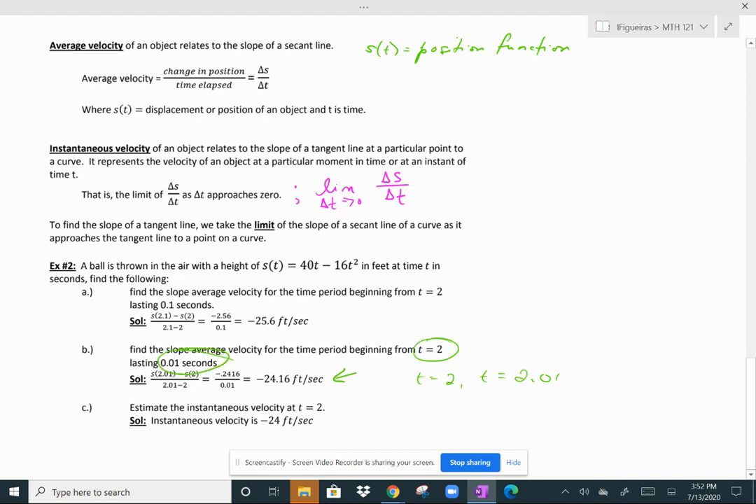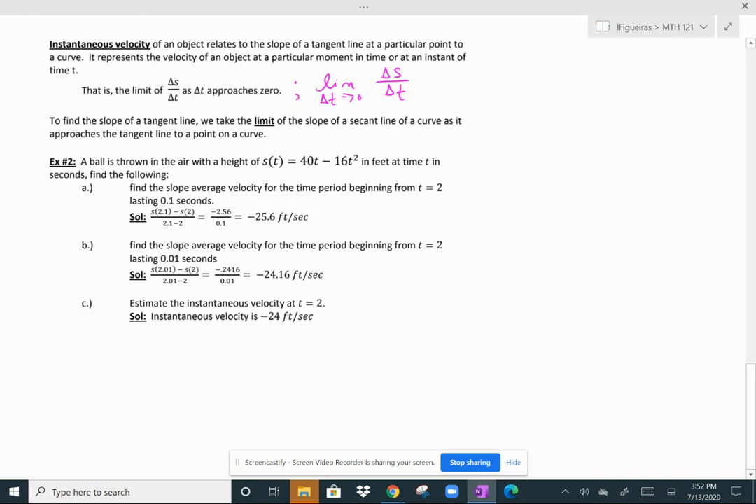So based on what we're seeing, it looks like as I get closer to 2, your elapsed time gets shorter and shorter. It looks like your instantaneous velocity is getting closer to negative 24 feet per second. And that's an estimate based on what you saw in part B of your computation. In order to confirm that, you would then check an elapsed time from 2 to 2.0001. So the closer you get to 2, the closer your computation will be to negative 24. Okay, so you might have some problems where you're doing several computations of slope in order to confirm what the estimate is. So that's your homework for this section.